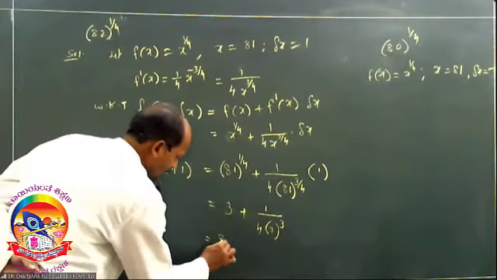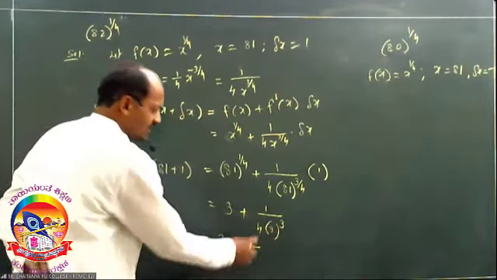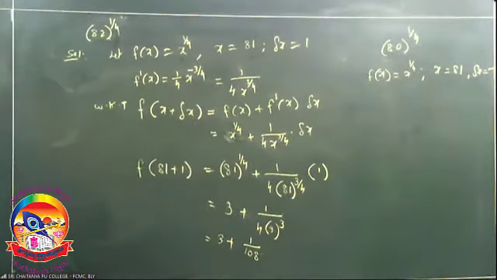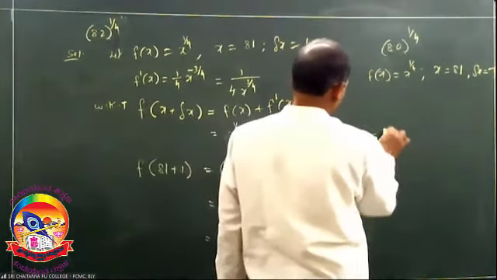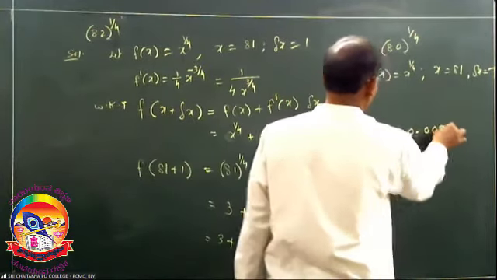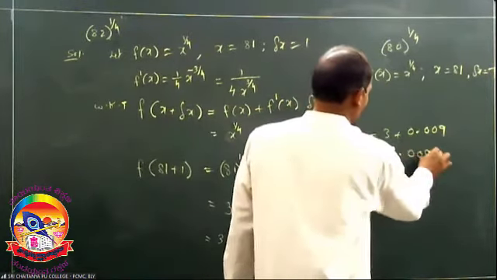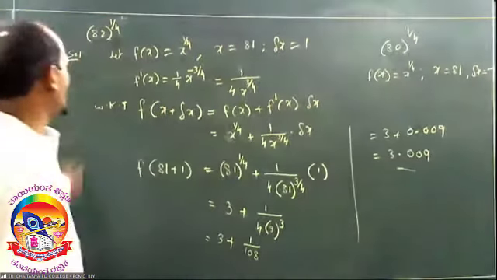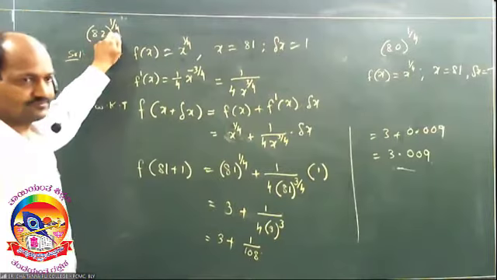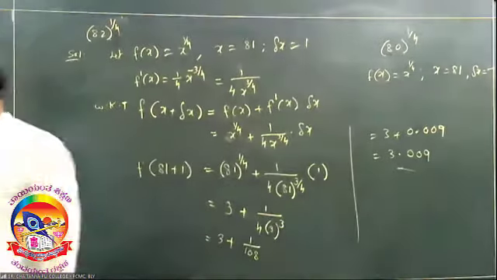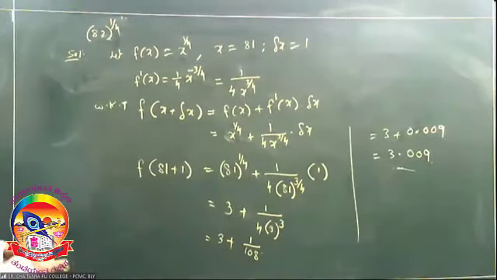So it is 3 plus 1 divided by 4 into 27, that is 108. We get 0.009. 3 plus 0.009, then it is 3.009. So the approximate value of 81 power 1 by 4, by using differentials, is 3.009. Right, the next question.